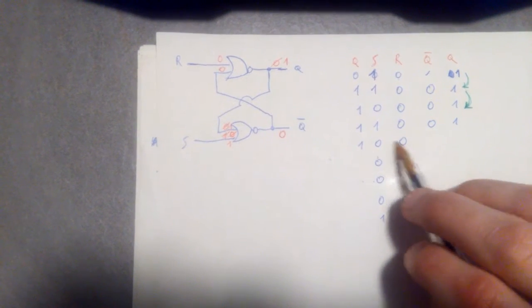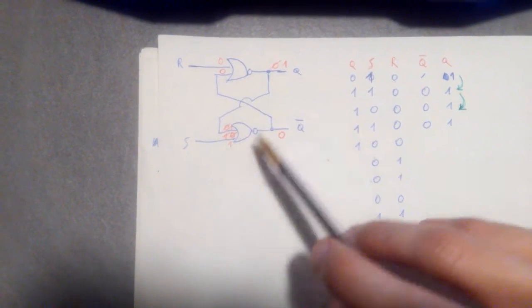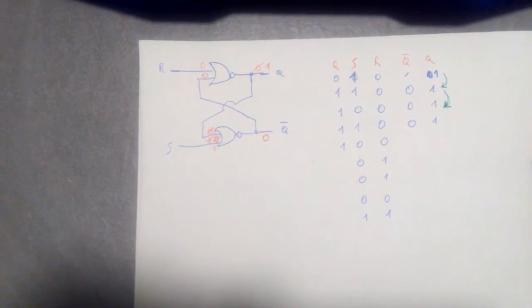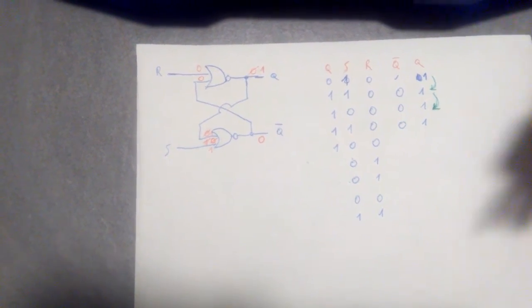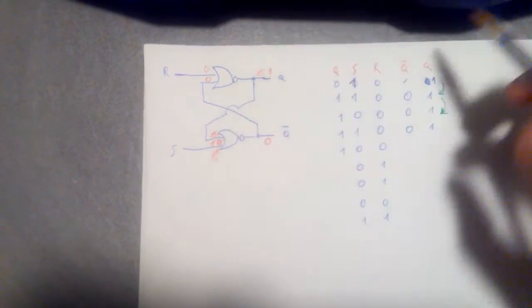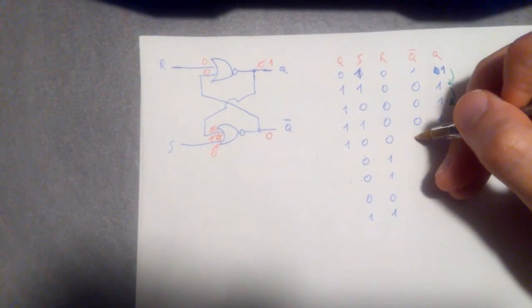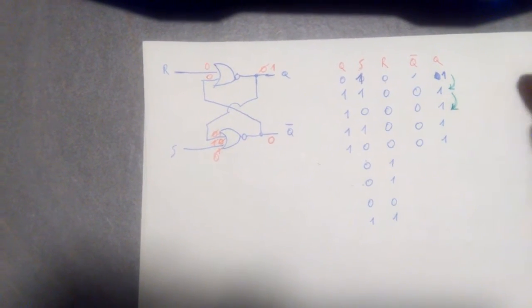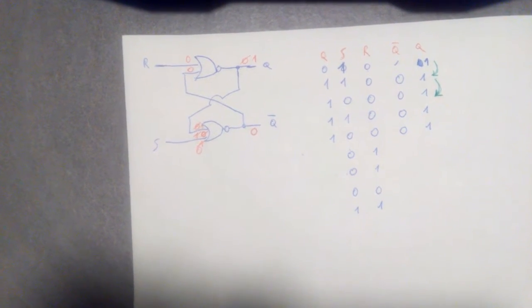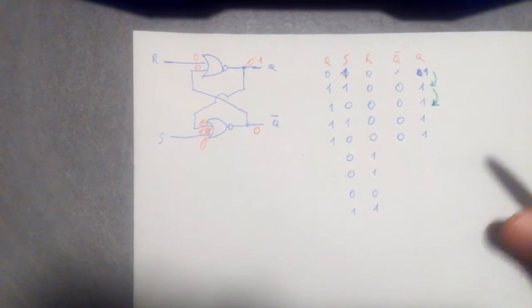Then we clear the input again with 0, 0, and nothing is going to happen. It's going to stay the same because we got a 0 here again, a 0 here again. So 0 and 1. So once again, nothing changes.